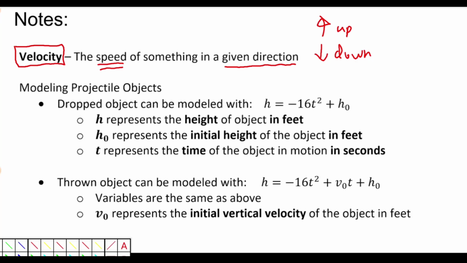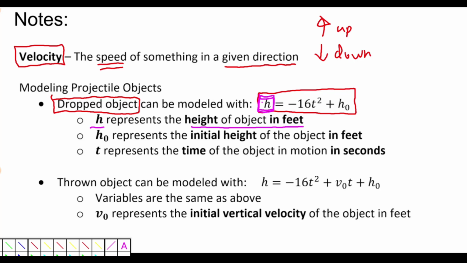All right, modeling projectile objects. So a dropped object can be modeled with this formula. So if we're dropping something, a dropped object can be modeled with this formula. So it looks like here's the little formula. All right, so let's see what all these letters stand for. So we have some variables here. So the first thing, h represents the height of the object in feet. So here's h, and that will always tell us the height of an object in feet. All right, not too bad.